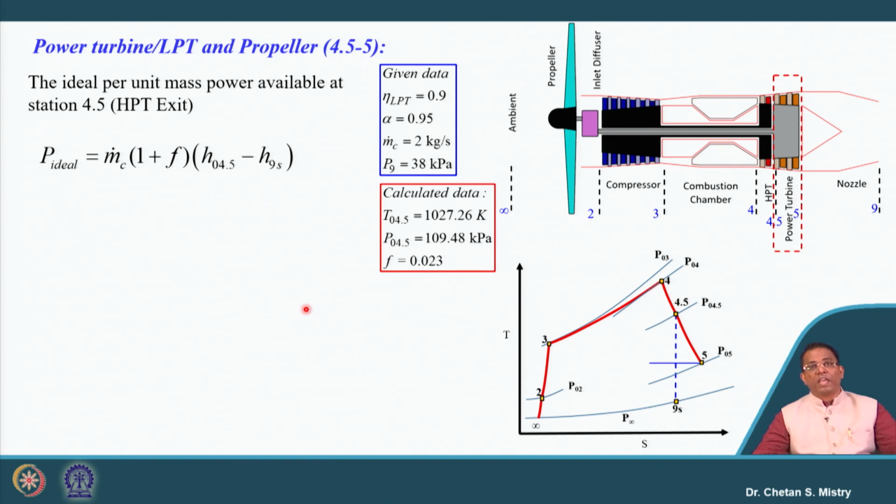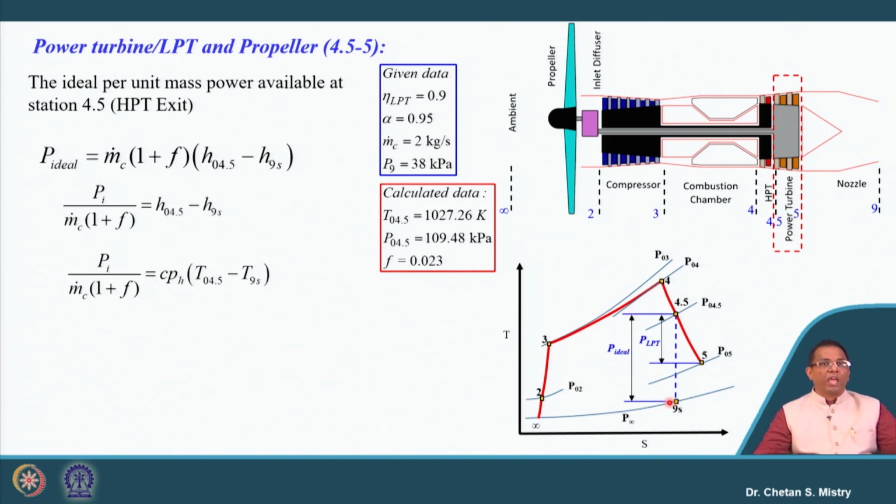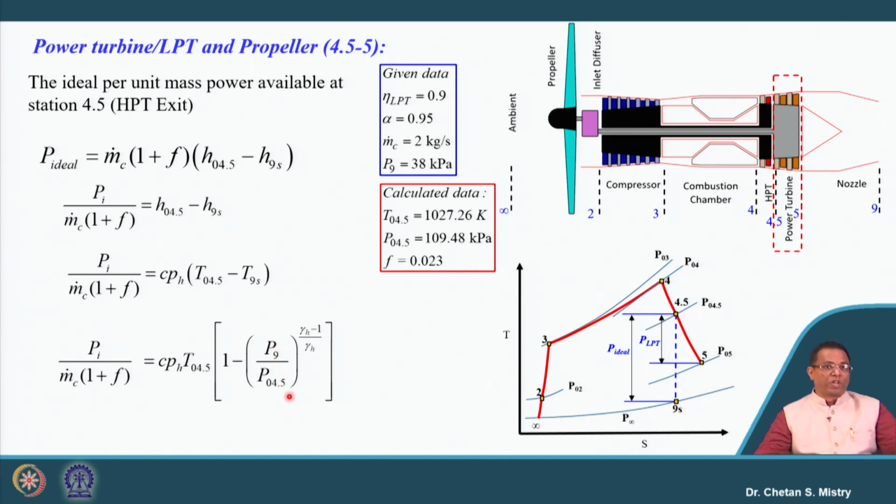(H04.5 minus H09S). This is the enthalpy here. So if we are putting these values, then this is what has been given in terms of our equation. Okay, let me simplify this equation. It says this is the ratio we are representing in terms of pressure ratio P9 by P05.